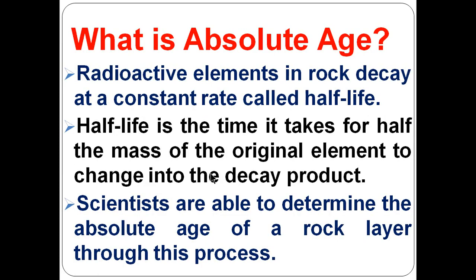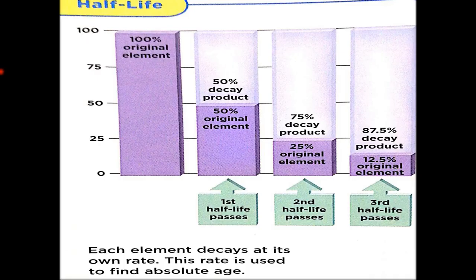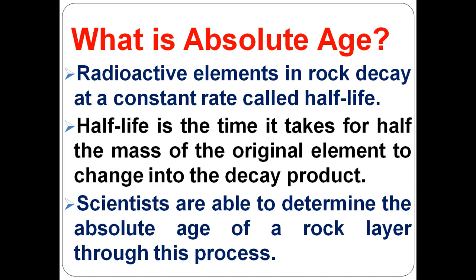With the absolute age there are some related terms which we are going to see in this lesson today. First of all, we are going to see what absolute age is. The first thing is the radioactive elements. Radioactive elements in rock decay at a constant rate called half-life. Half-life is the time it takes for half the mass of the original element to change into the decay product. And scientists are able to determine the absolute age of a rock layer through this process.